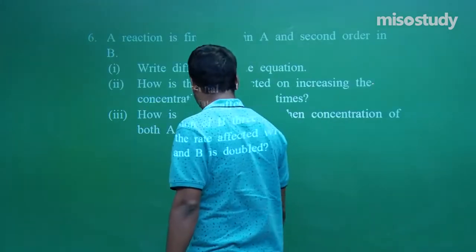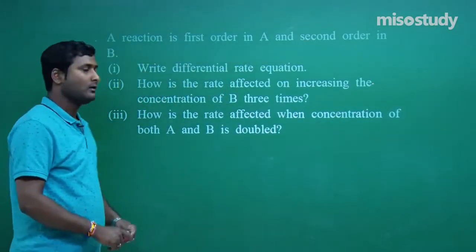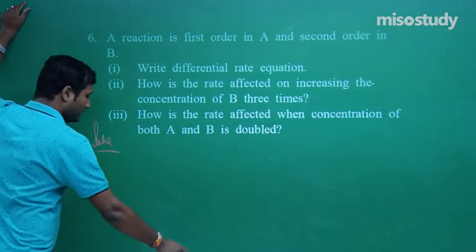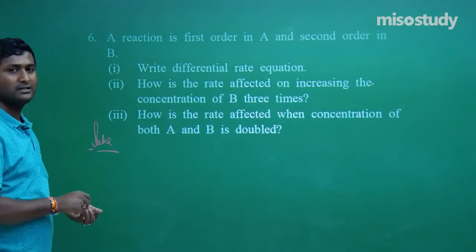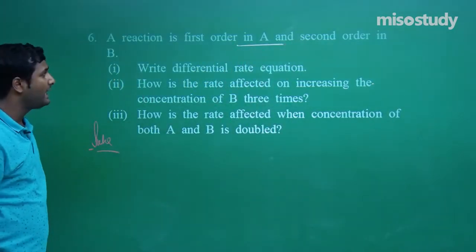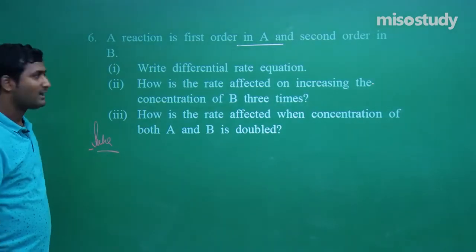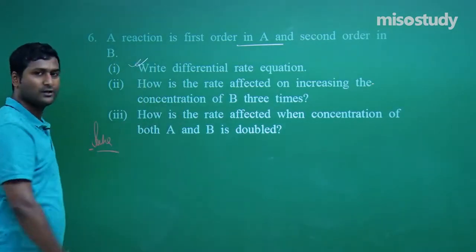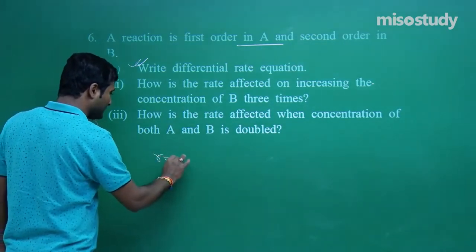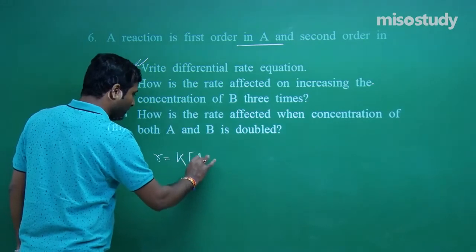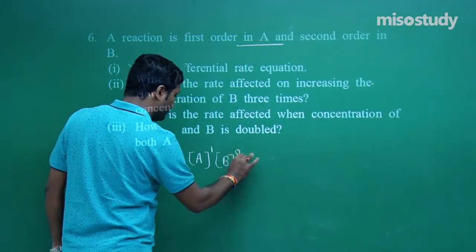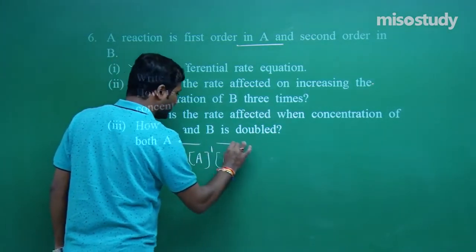Now the next one is question number 6. What is given here? A reaction is first order in A and second order in B. Write the differential rate equation. That is, we will write here R is equal to K, first order in A and second order in B. This is the differential rate expression, my friend.